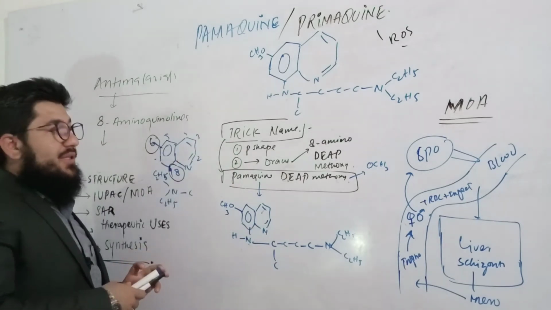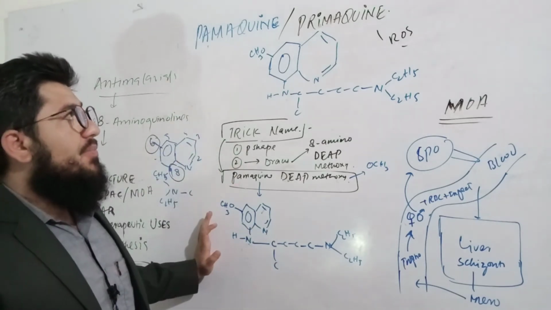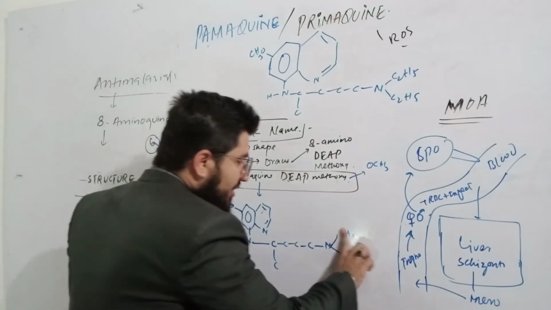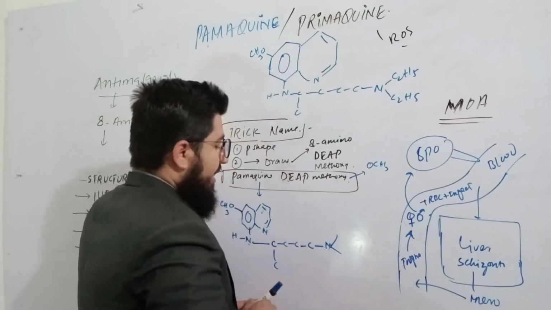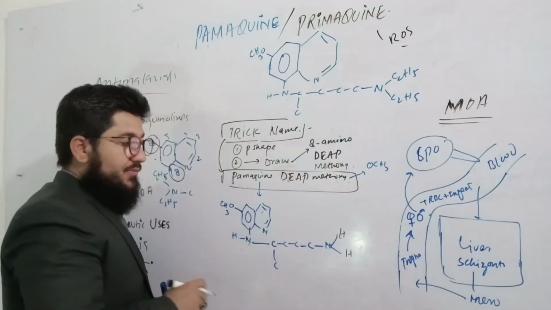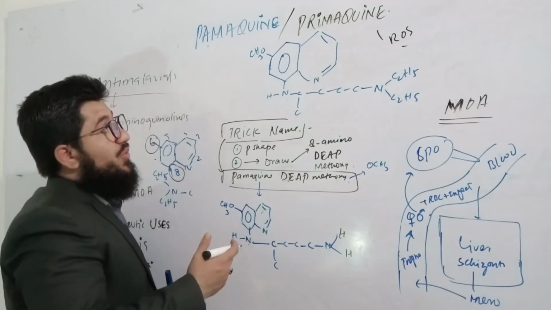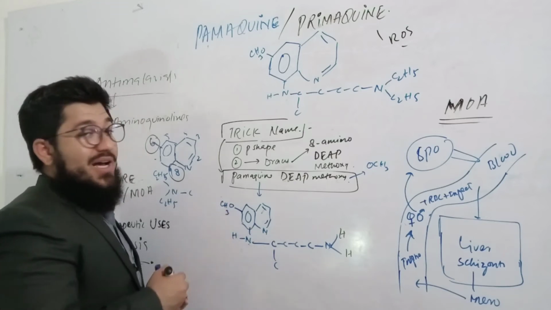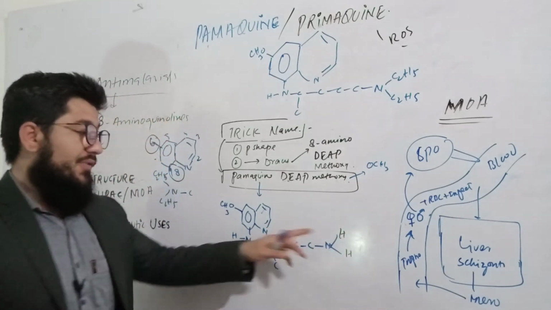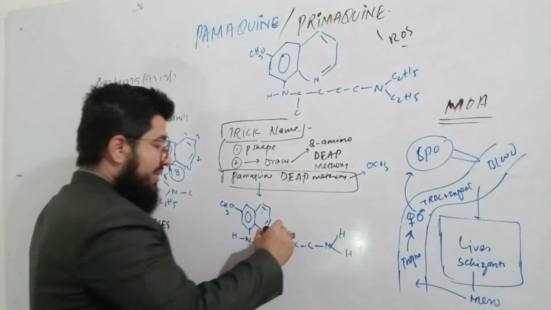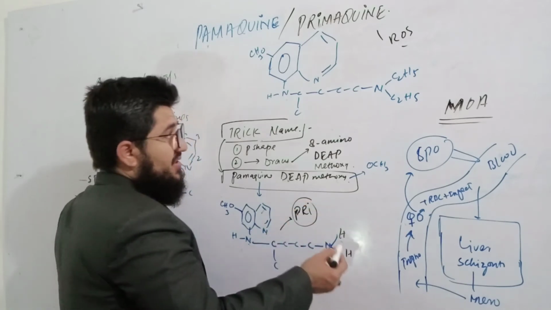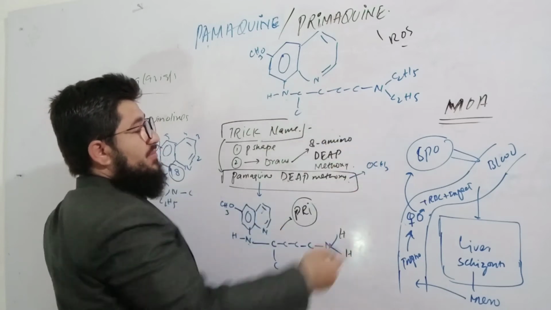Well, so here we got pamaquine, its structure, its trick name. And primaquine is just easy. How? Very simple. Just erase the C2H5 and put hydrogen and hydrogen here. So we replaced ethyl with hydrogen. So here we got two hydrogens. If this is the structure, then it is named primaquine. If there is ethyl, then it is pamaquine. So this is pamaquine, this is primaquine.